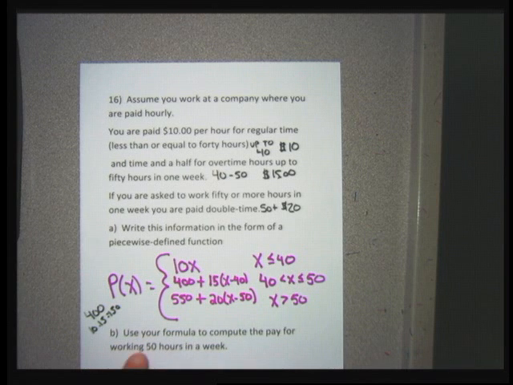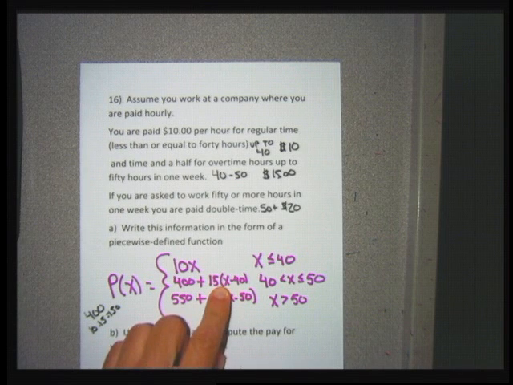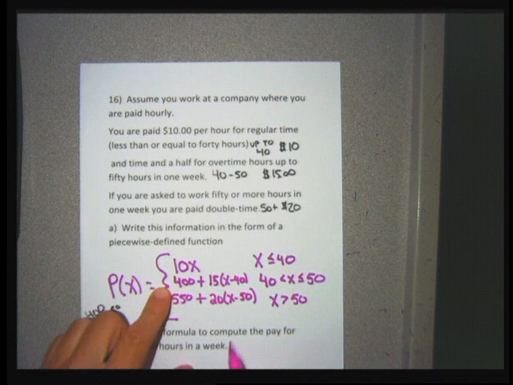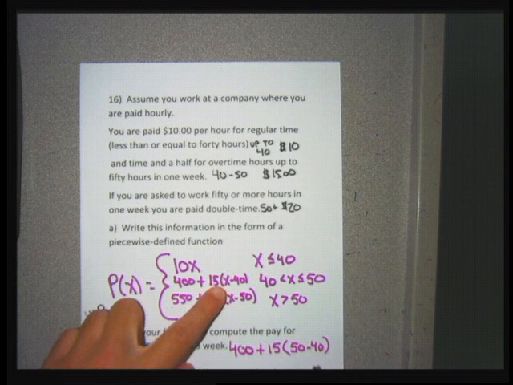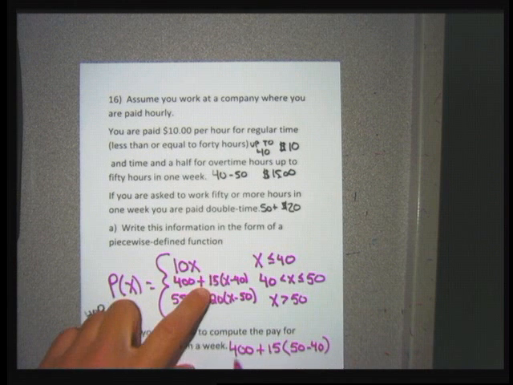To figure out how much I'm paid if I work 50 hours, that's easy. I'm just going to plug 50 in for that x right there. I'm going to get $400 for the first 40 hours plus $15 an hour for my overtime. And that's going to be 10 hours of overtime at the higher rate, because the difference between 50 hours and 40 hours is 10 hours.